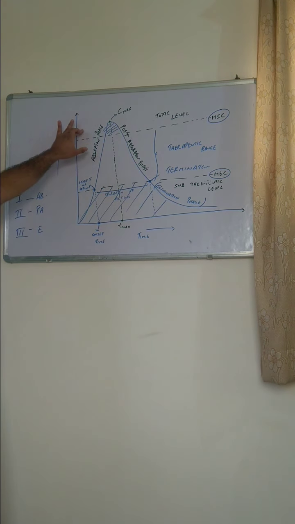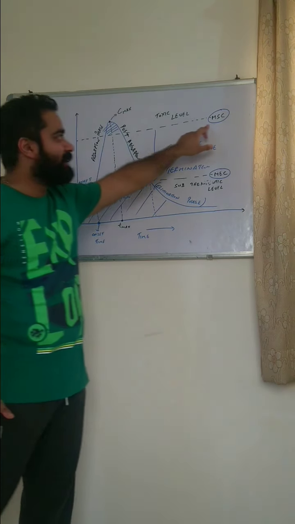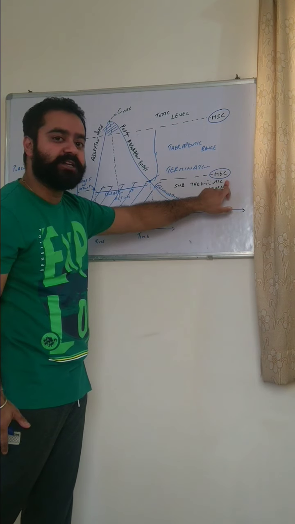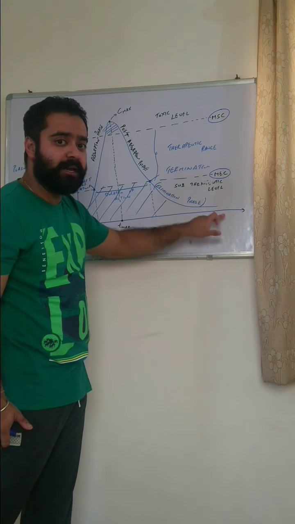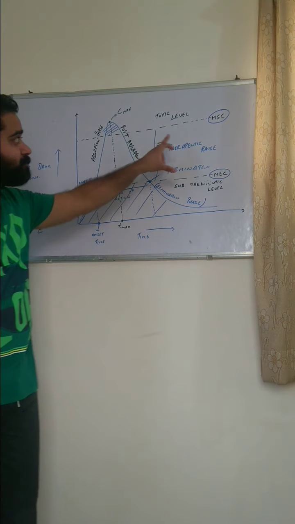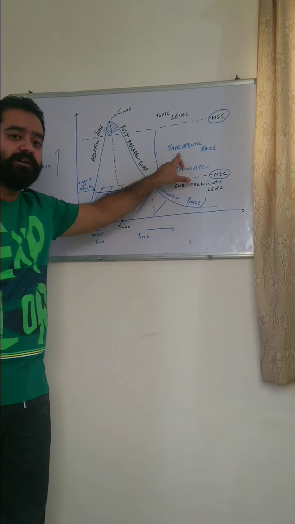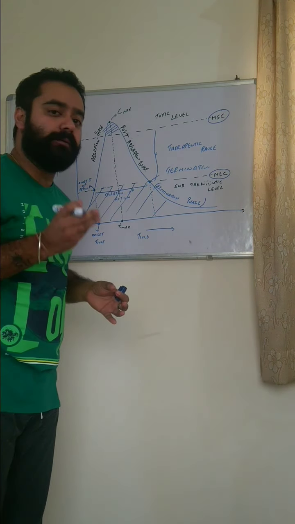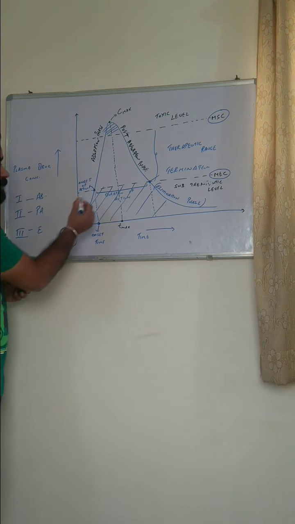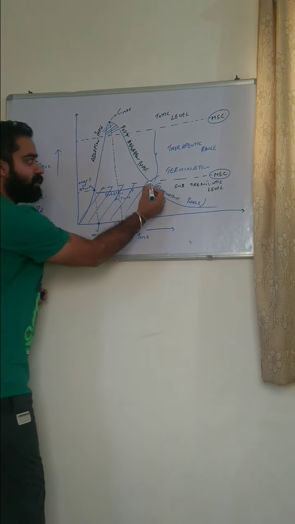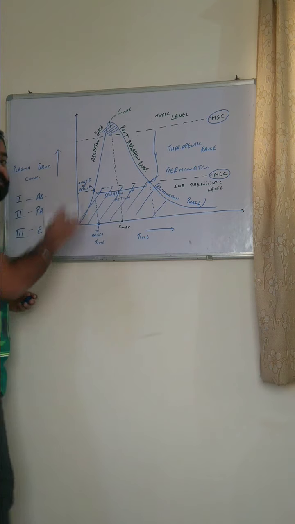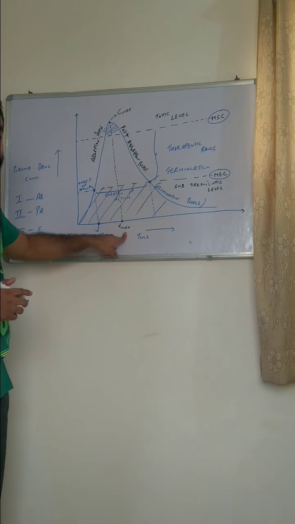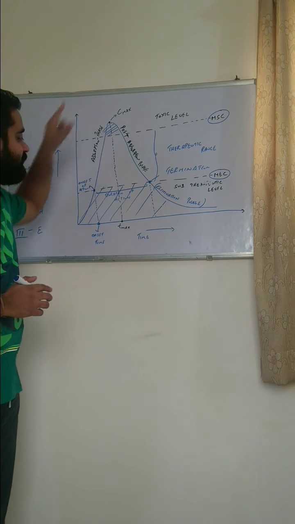Two dotted lines, two parallel lines. The first line is the maximum safe concentration. Second, the minimum effective concentration. The difference between MSC and MEC gives you the therapeutic range of the drug, in which we get the actual potential pharmacological benefits of the drug. This point is the onset of action, this is the termination of action. The difference between them is the duration of action. Cmax is the maximum concentration. This is the Tmax, the time required to achieve the Cmax.